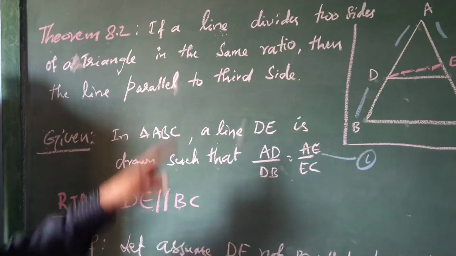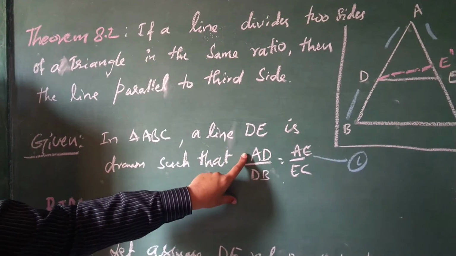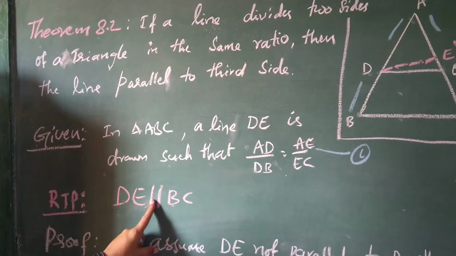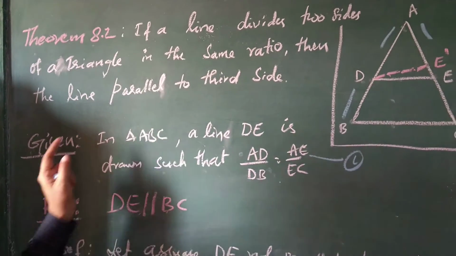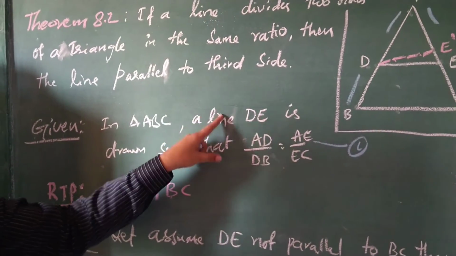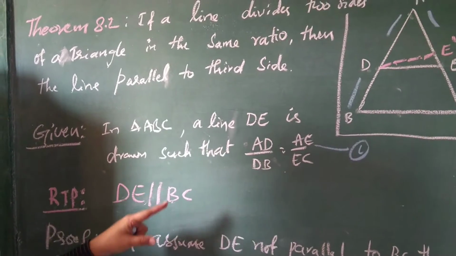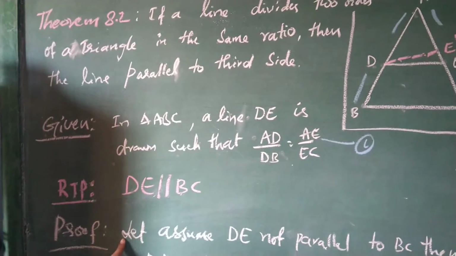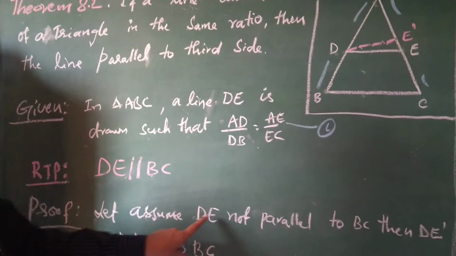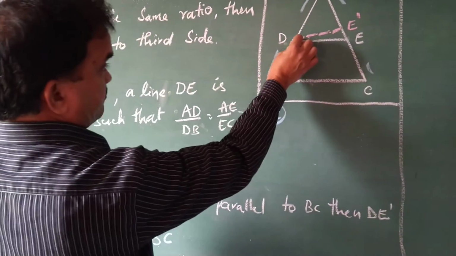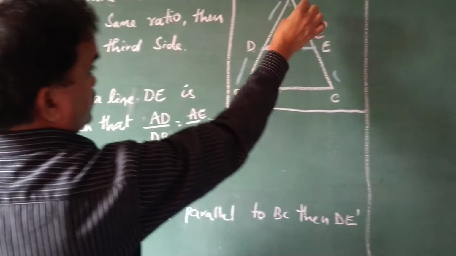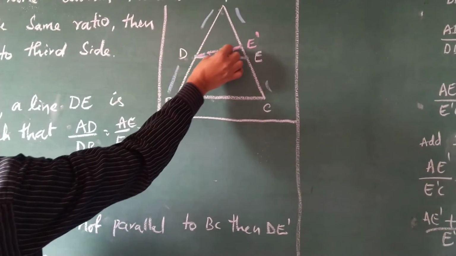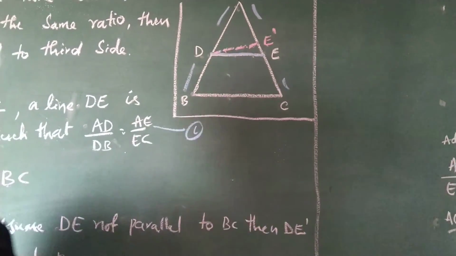In the basic proportionality theorem, that was the given; here it is the RTP. That means in the direct conditional theorem, what is given becomes the RTP, and in the converse, the RTP becomes the given. You remember. Let's prove. Let's assume that DE is not parallel to BC.